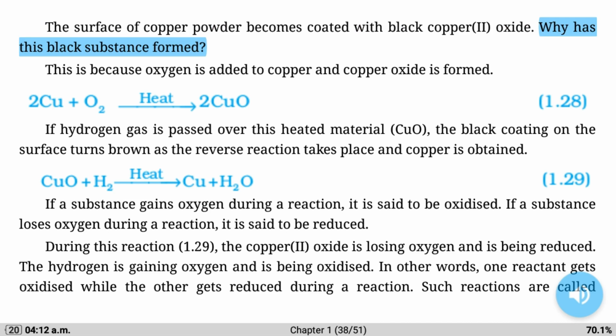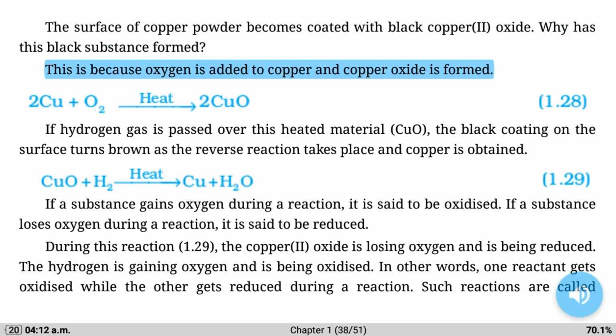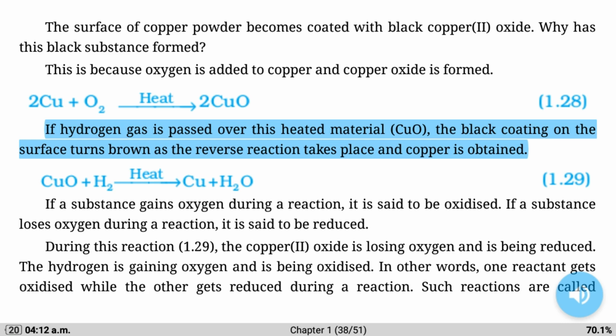Why has this black substance formed? This is because oxygen is added to copper and copper oxide is formed. If hydrogen gas is passed over this heated material, CuO, the black coating on the surface turns brown as the reverse reaction takes place, and copper is obtained.